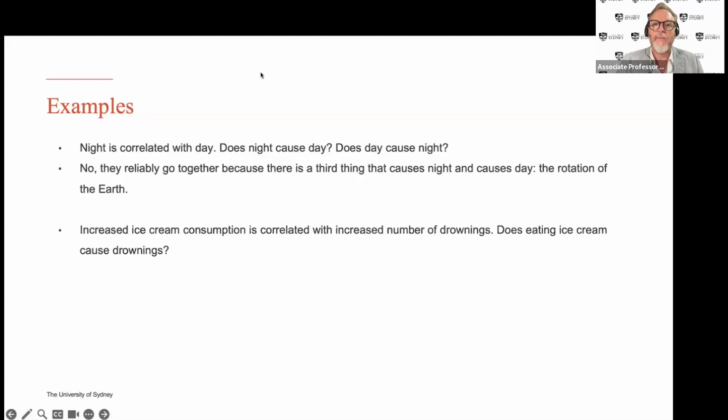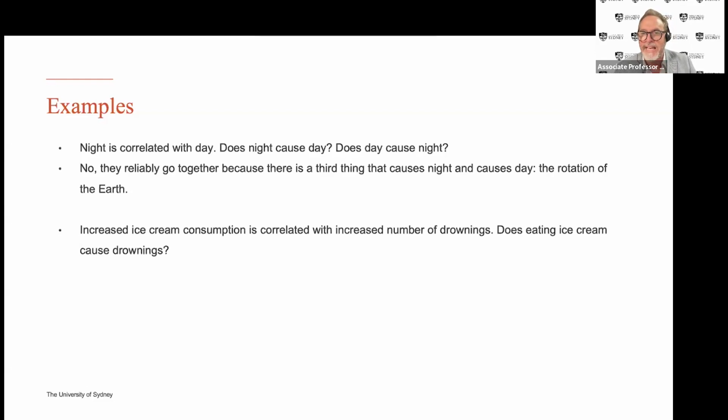So here's another example to illustrate this branching causal structure. You might make observations about the number of drownings, a tragic event, one that we care about, one that we want to reduce. And you might notice that at certain times of the year, the number of drownings significantly increases. And then you might say, hey, this is at the same time of the year when people eat more ice cream than they do at other times in the year. There's a correlation between increased drownings and increased consumption of ice cream.